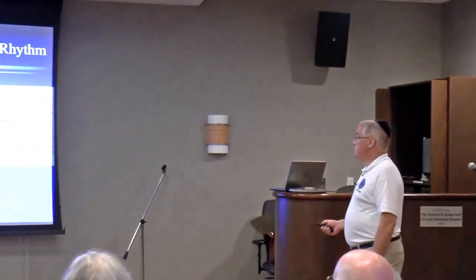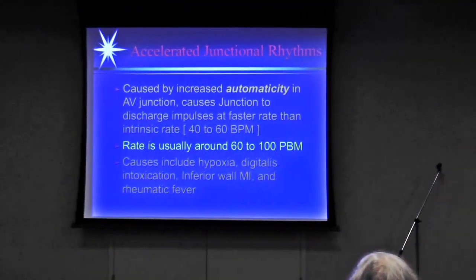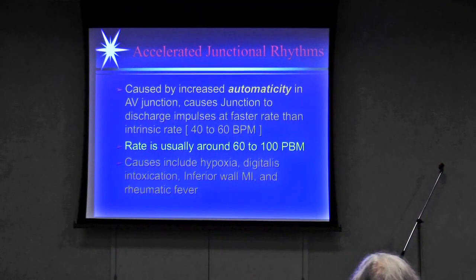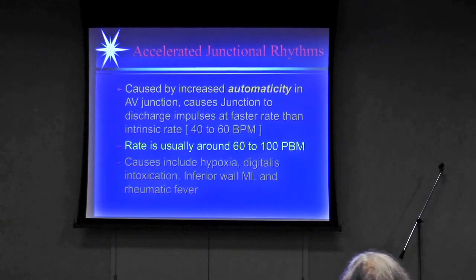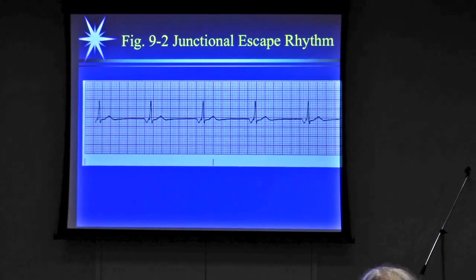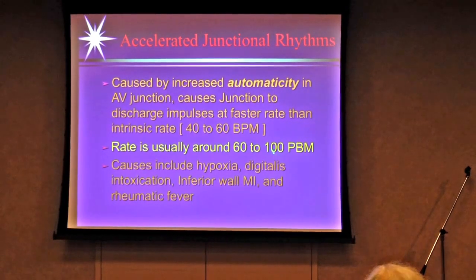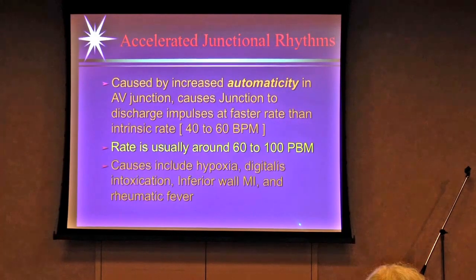Okay, what do you think the difference between a junctional escape rhythm and an accelerated junctional rhythm is? How fast it is, right? Accelerated means fast. So what would be the intrinsic rate of a junctional rhythm? Okay, we said 40 to 60. So an accelerated rhythm would be faster than 60. If it's over 100, instead of accelerated junctional rhythm, it would be called a junctional tachycardia, right? Tachycardia is always a rate above 100.